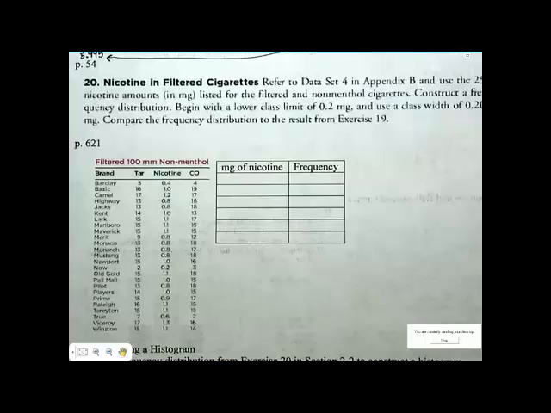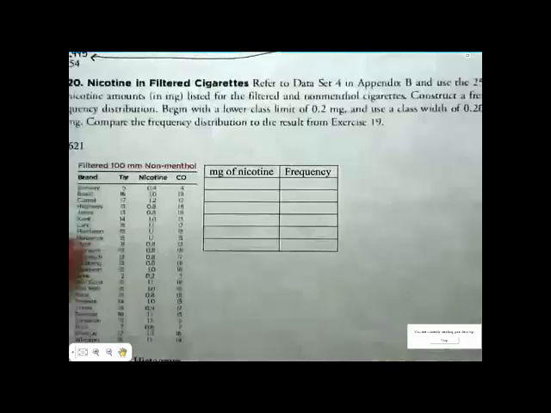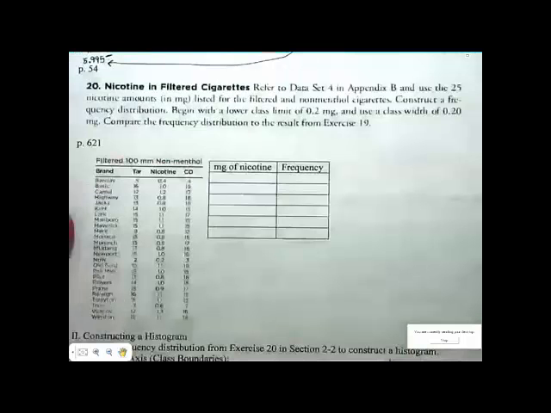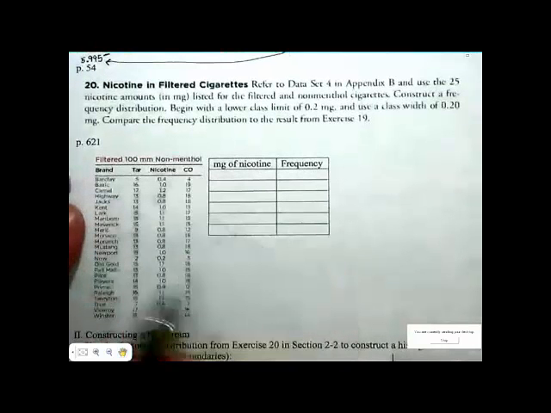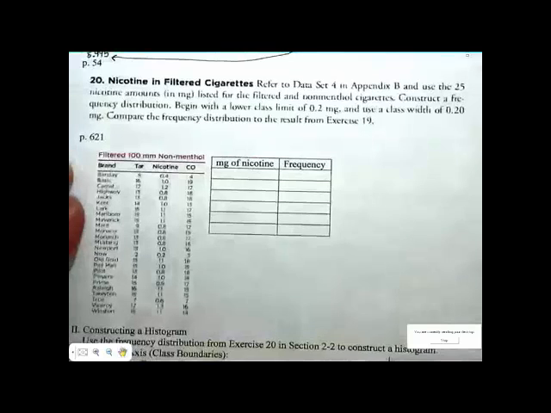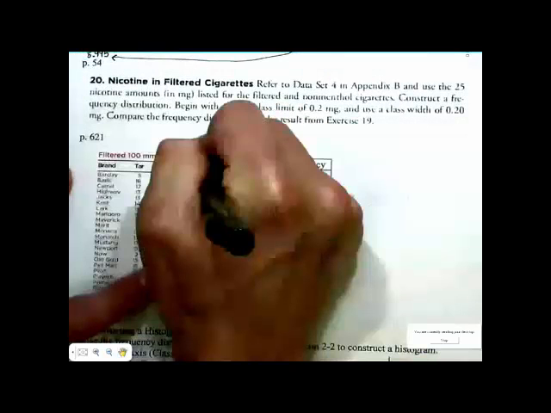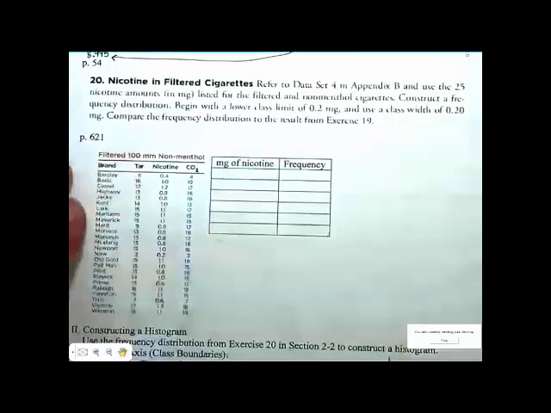We have, let's see, 25 brands of cigarettes, and the amount of tar, and these are filtered non-menthol cigarettes. We have the amount of tar, the amount of nicotine, and the amount of CO. I think that's supposed to be CO2, and the 2 got cut off. That's carbon dioxide. Construct a frequency distribution, begin with the lower class limit of 0.2 milligrams, and use a class width of 0.2 milligrams. Well, we're told that the lower limit of the first class is 0.2.